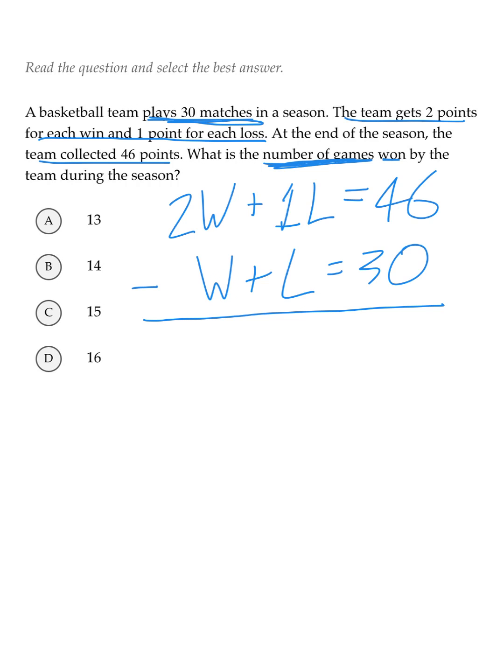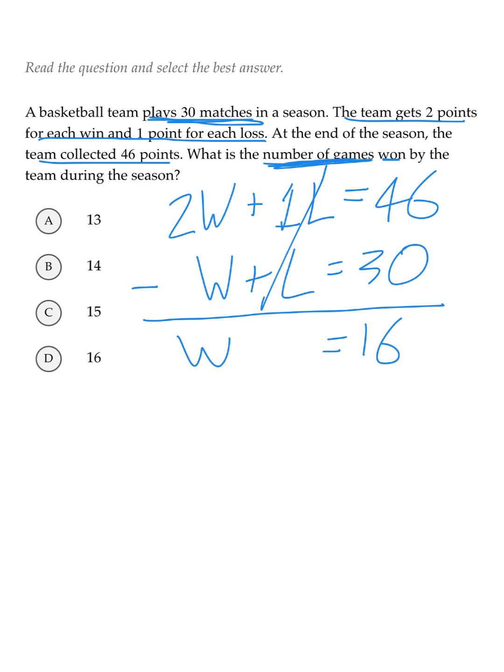So I'm going to subtract the second equation from the first. 2W minus W is just 1W. And 1L minus L, well, that's actually going to eliminate the L. And 46 minus 30 equals 16.